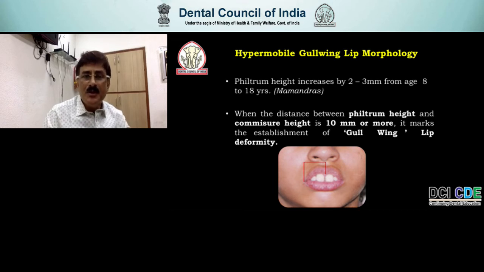Now, there's a difference in a gulping lip. There's a difference of 10 millimeters between the philtrum height and the commissural height, and no amount of growth, even the most optimistic assessment, would say that the philtrum height is going to improve till 18 years by more than 2 to 3 millimeters. So once a gulping lip is there, as Nanda and Ghosh stated, it's going to remain there. We must find remedial measures for it. So that's the gulping lip feature.